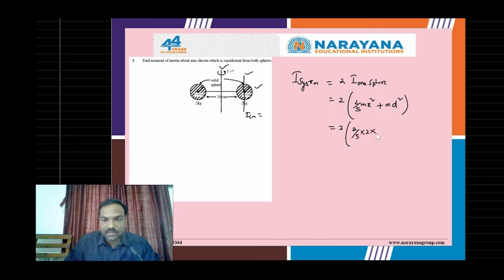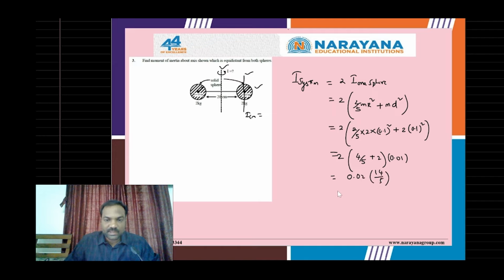multiplied with the radius, 10 centimeter as given, which is 0.1 whole square, plus again mass is 2 kg and d value is 20 centimeter, the distance between two spheres, then 10 centimeter will be the distance between both the axes, so 0.1 square, d square. So this is 2 into, then I can write this is 4 by 5, 0.1 whole square also you can take it out, then this 4 by 5 plus 2, 0.1 whole square, 0.01 I took it out. So finally 0.02 into 14 by 5.